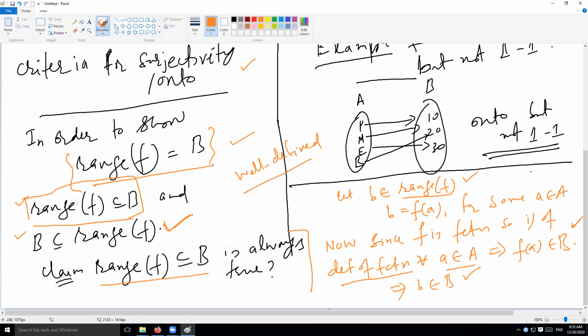So for a given function, there is no need to verify this condition because this is true always. So you just have to verify this condition. All right. You have to just verify that condition. In other words, if you want to prove that range of f is equal to B, just verify that B, the codomain, is a subset of range, because range is always a subset of codomain actually. It follows from definition.